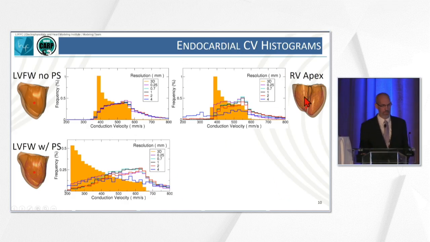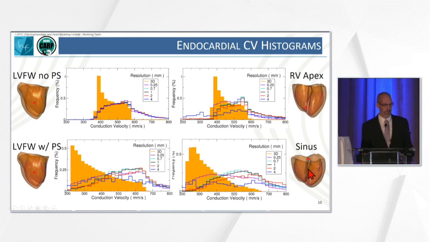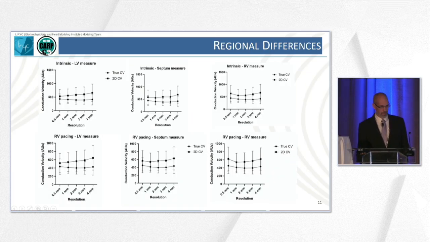We change the pacing location to the RV apex. Again, we get spuriously large velocities, and for really large mesh resolutions, like 0.2 and 4 millimeter spacing, we start to get spuriously low conduction velocities. Sinus rhythm is probably the hardest thing to capture, and there's not very good agreement between the true and what's measured on the surface. Again, there are regional differences depending on where we look at the conduction velocities that we measure. But generally, the trend is that no matter where we are, what we measure as surface velocity is generally too high.